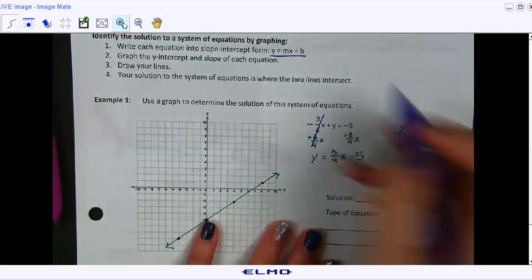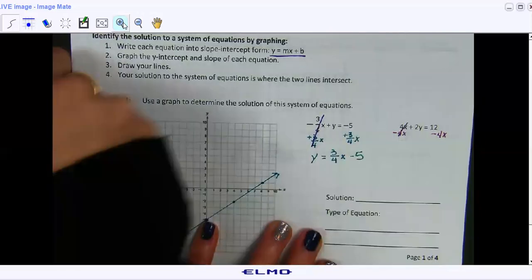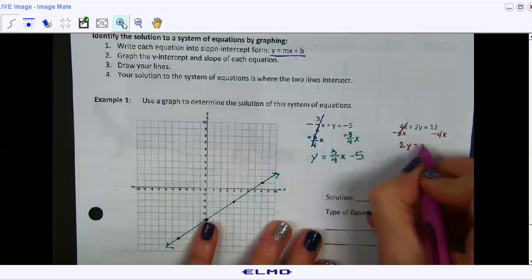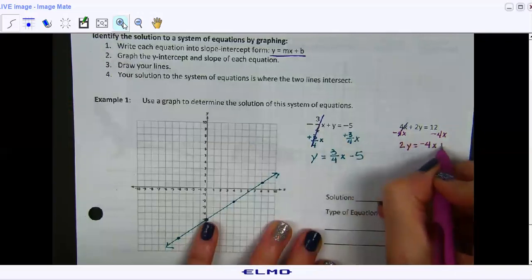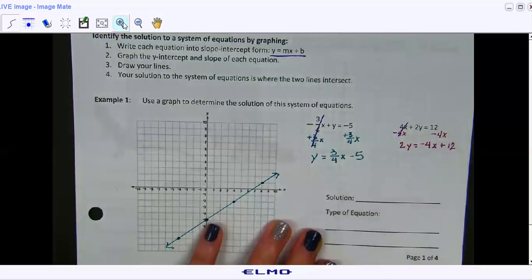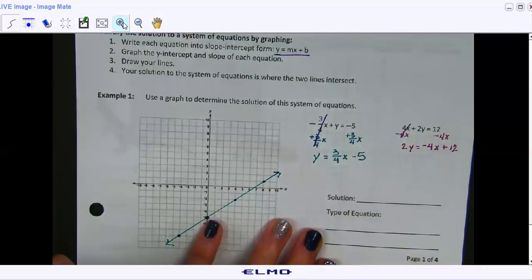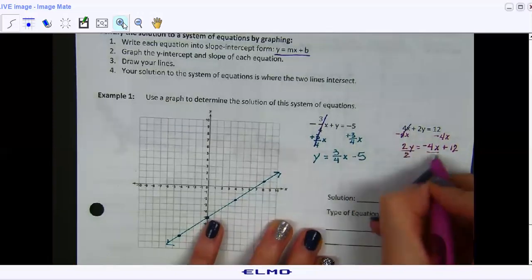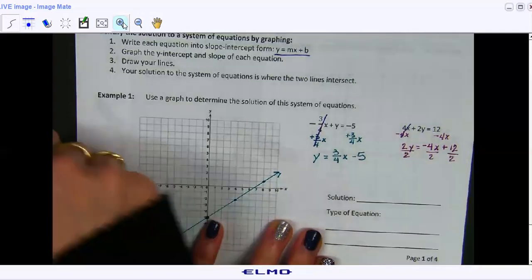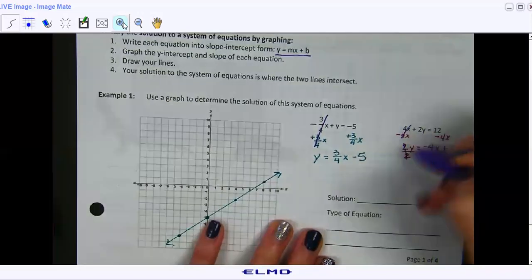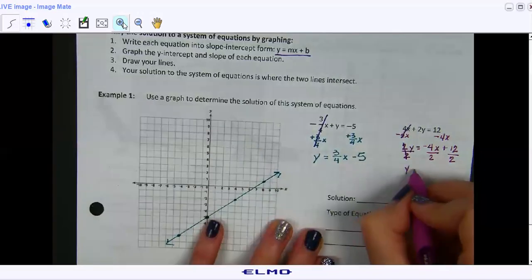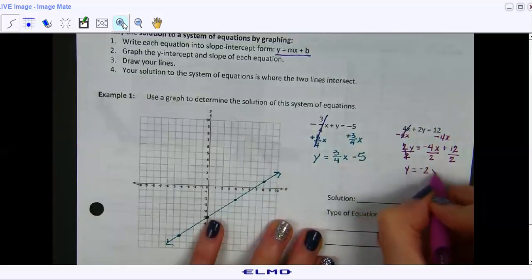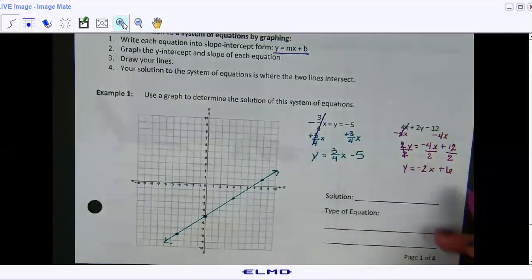Get rid of it on the left. Okay, now y still is not isolated. We have to get rid of that too. So what are we going to do to every term in this equation? Divide by 2. And you're left with y equals -2x plus 6. So now I'm going to graph this, and wherever these two lines intersect, that ordered pair will be the solution to both of these equations.